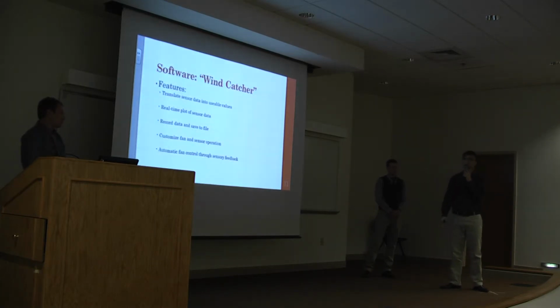The software is something our customer wrote. It's called Windcatcher. It is used to translate the data into usable numbers: pounds, feet, stuff like that. We get real-time readouts of that data. We can also record and save that data, and we can customize the fan and sensor operation. So if we ever switch to a new fan or swap out sensors, then we can customize how that works. And it'll also have automatic fan control through sensor feedback.